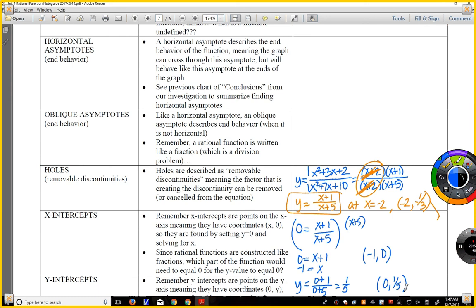How many y-intercepts can there be in one of these functions? Decide in your group. Take 30 seconds. How many y-intercepts can there be? All right, what do we think? I think Alex is right.